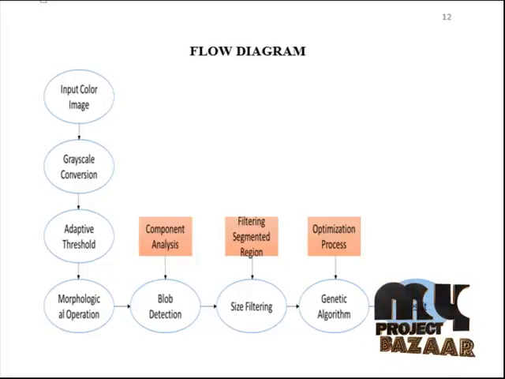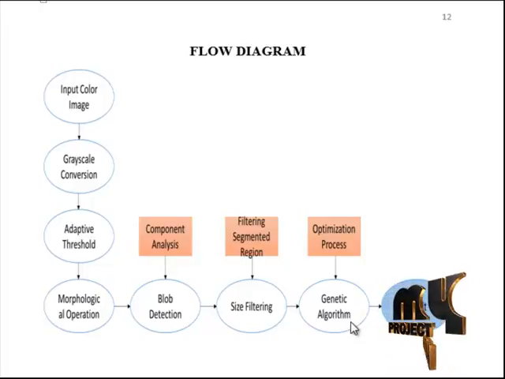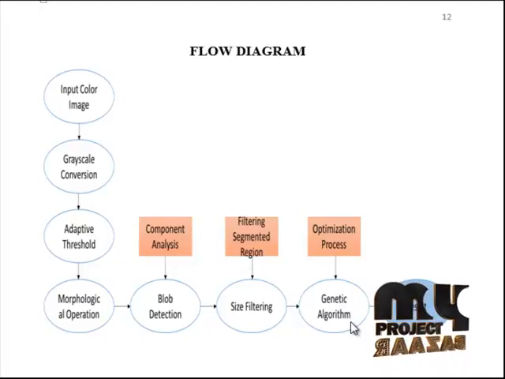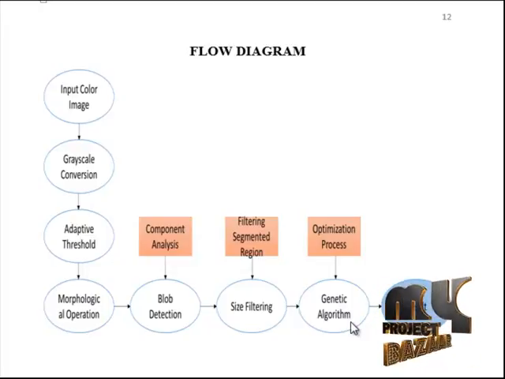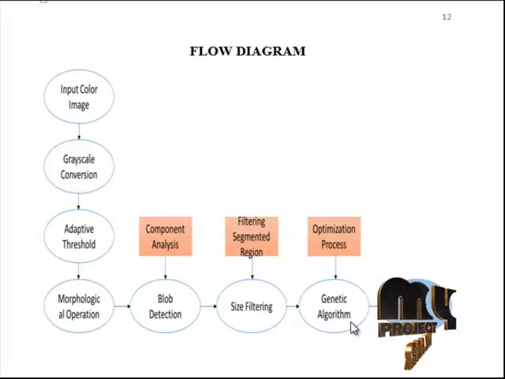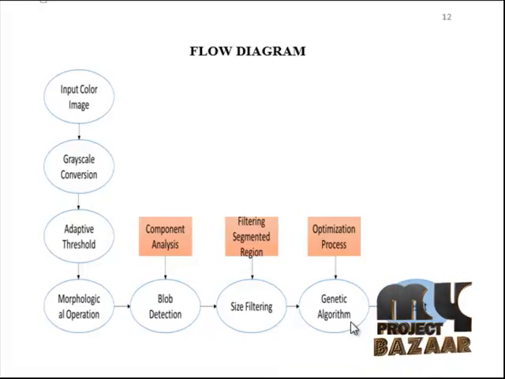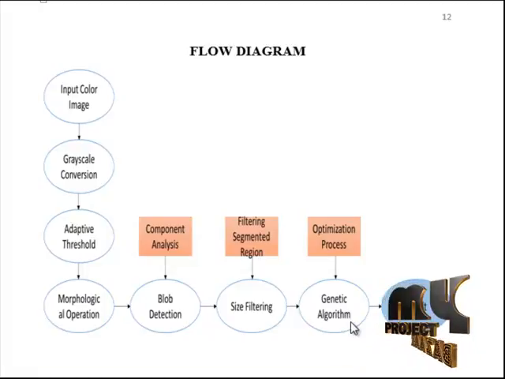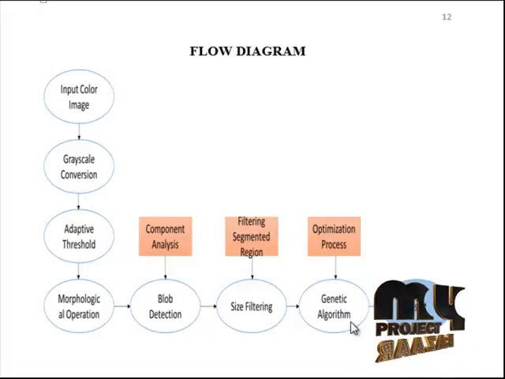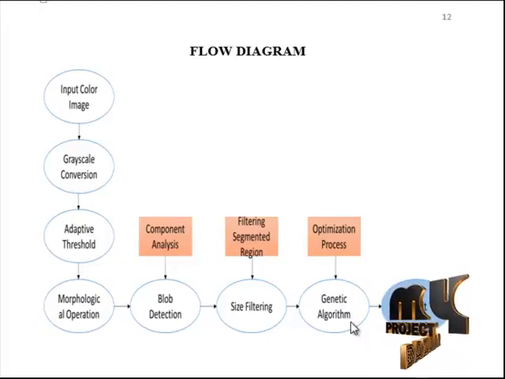The algorithm starts with a set of solutions represented by chromosomes called a population. Solutions from one population are taken and used to form a new population. This is motivated by the hope that the new population will be better than the old one. Solutions which are selected to form new solutions, that is offspring, are selected according to their fitness. The more suitable they are, the more chances they have to reproduce.